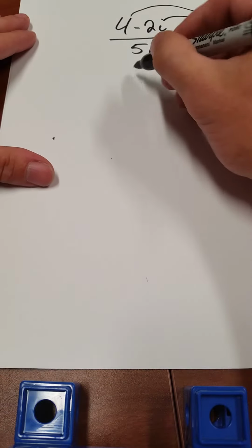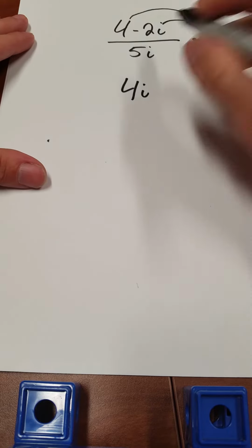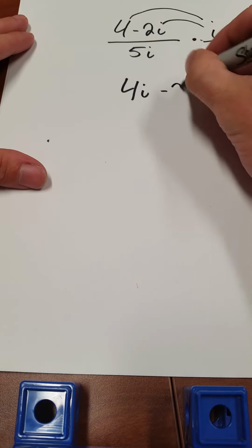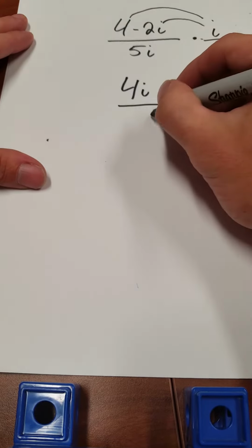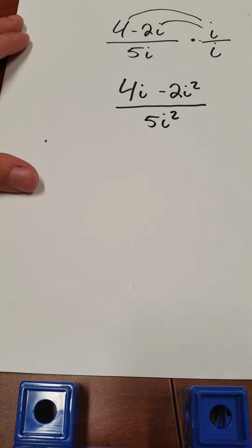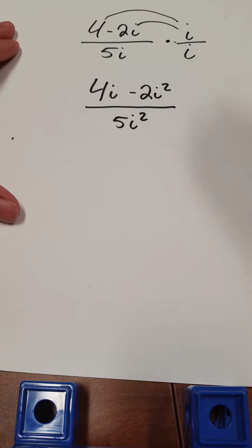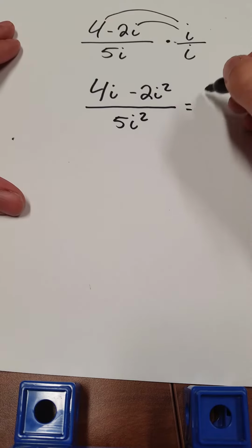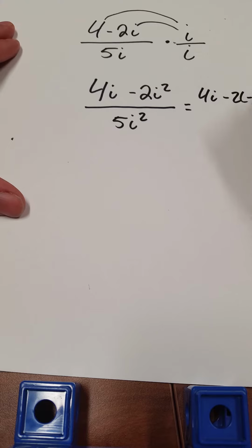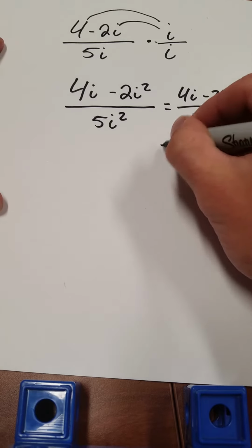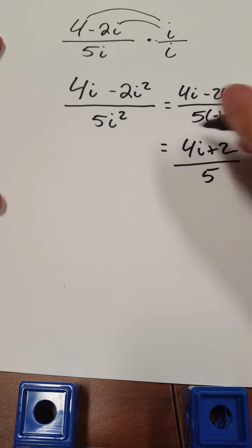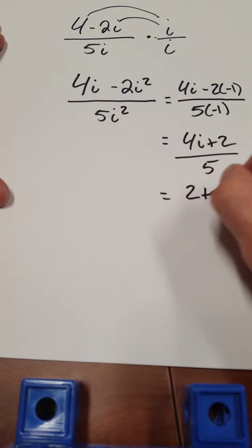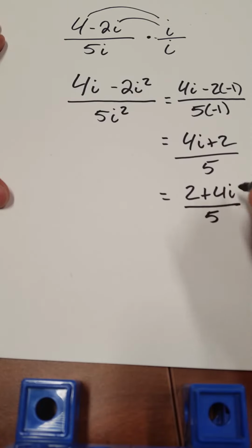Okay, so 4 times i is 4i. Negative 2i times i is negative 2i squared over 5i times i, 5i squared. Now we need to go back and fix our i squareds. All of our i squareds become negative 1. 4i minus 2 times negative 1 over 5 times negative 1. So that's 4i plus 2 over 5. Rewrite this so that the real part comes first. 2 plus 4i over 5.